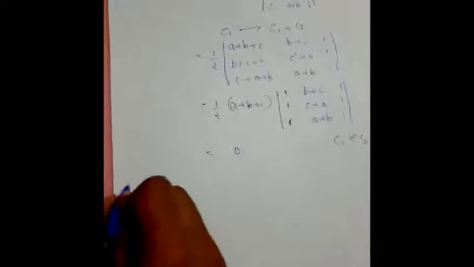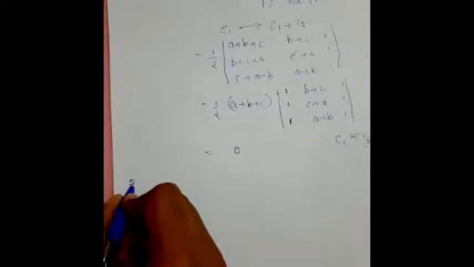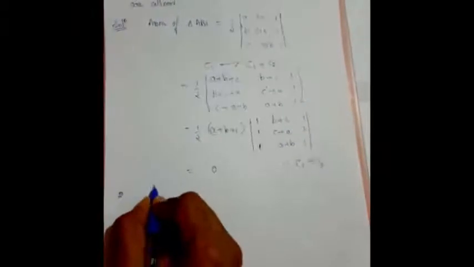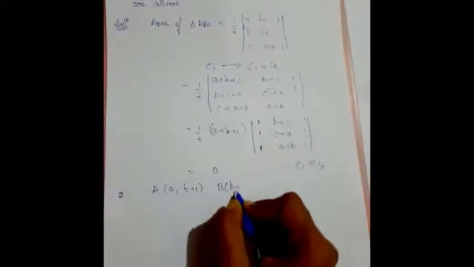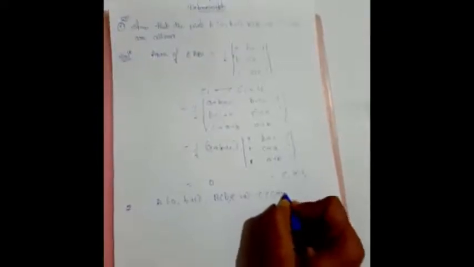And the next, second question is, see here, if the area of triangle ABC is 0, then the points A (a, b plus c), B (b, c plus a), and C (c, a plus b) are what? Collinear.